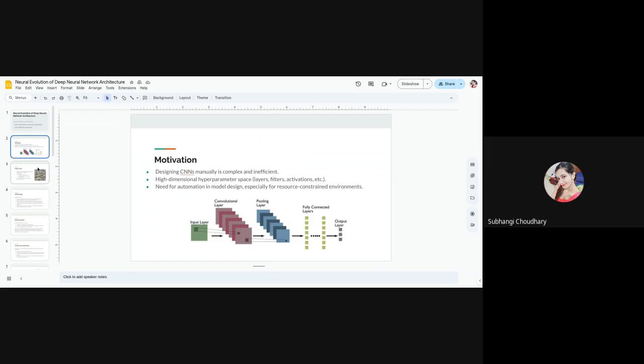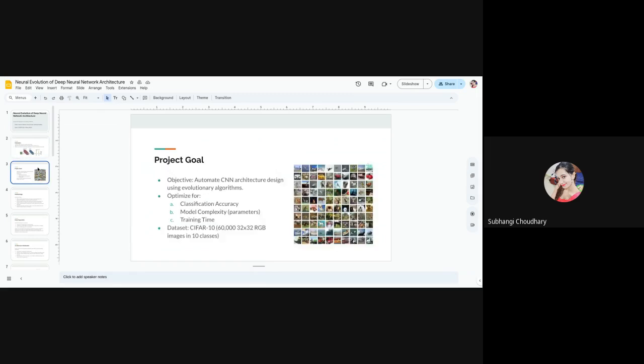Then I move on to project goals, where the primary objective of our project was to automate CNN architecture design using evolutionary algorithms, optimizing three key metrics: classification accuracy, model complexity, and training time. We targeted the CIFAR-10 dataset due to its widespread use in image classification research and its moderate complexity, making it an ideal benchmark for testing our evolutionary approach.